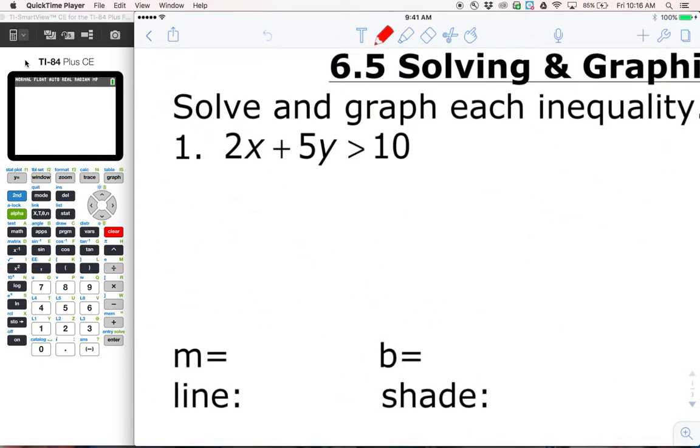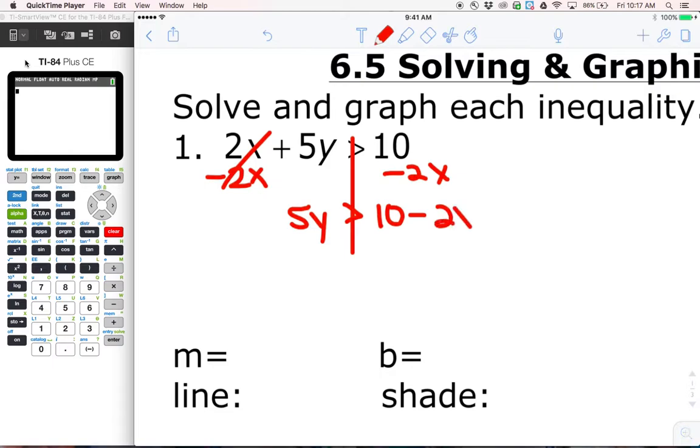And this is a process that we've done with equations, but not yet with inequalities. So let's just remind ourselves how this works. We're first going to get rid of the 2x. We're going to subtract 2x from both sides of our inequality. So now I've got 5y is greater than 10 minus 2x, or negative 2x plus 10, same thing. Now let's divide everything by 5, and we're left with y by itself.